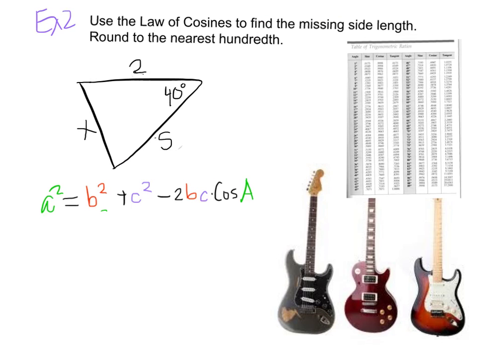Let's try the law of cosines again. The first thing I did is I copied down my law of cosines, and I read the directions. It says use the law of cosines to find the missing side length, round to the nearest hundredth. You and I know that we're not going to leave it to the nearest hundredth. It's just an example of what you might do in your homework.